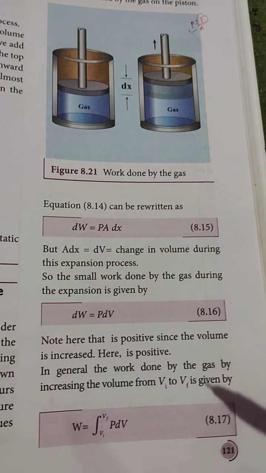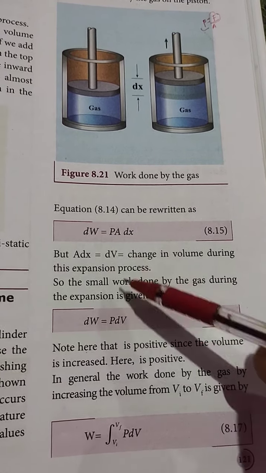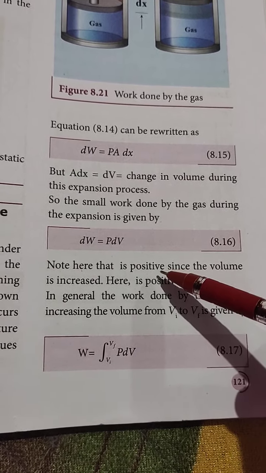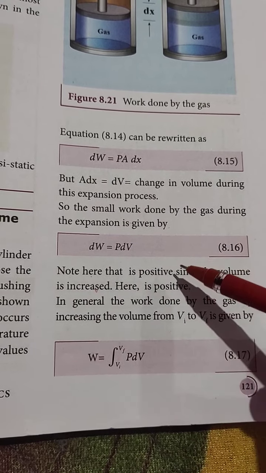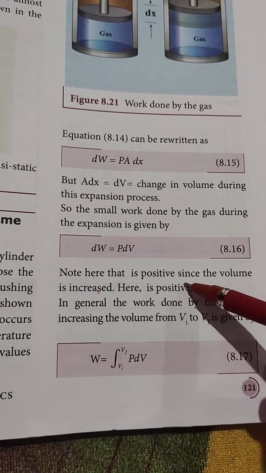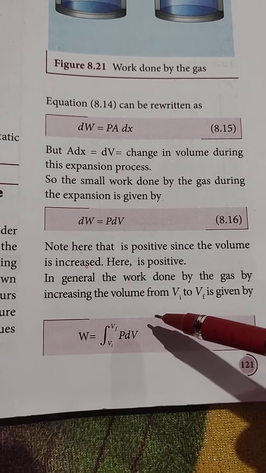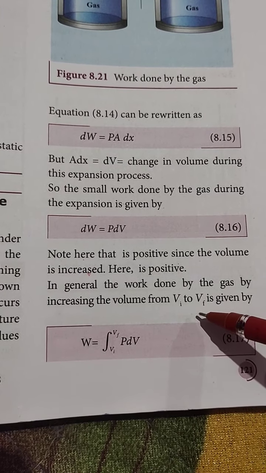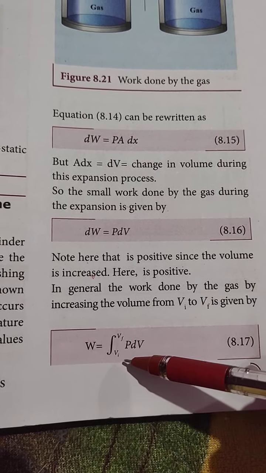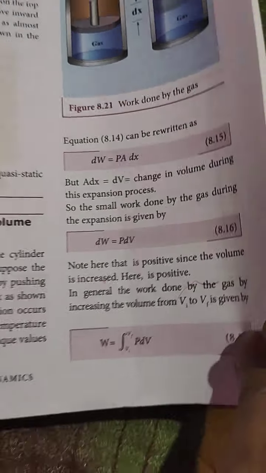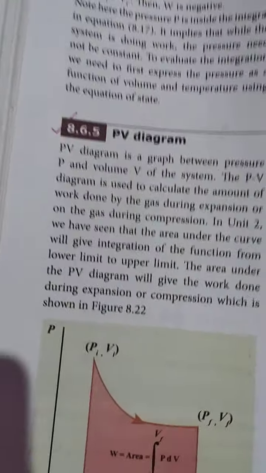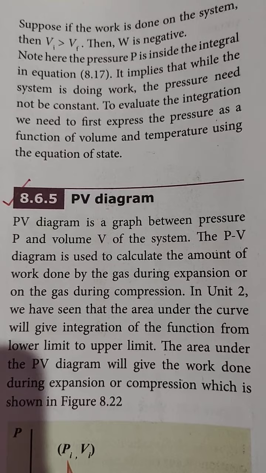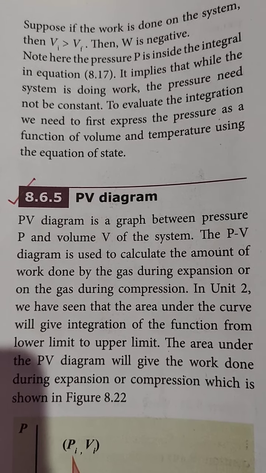So the small amount of work done by the gas during this expansion is given as dW equal to P dV. Note here it is positive since the volume increases. In general, the work done by the gas in increasing the volume from Vi to Vf is given by W equal to the integral from Vi to Vf of P dV. Suppose the work is done on the system, then Vi greater than Vf, and W is negative.